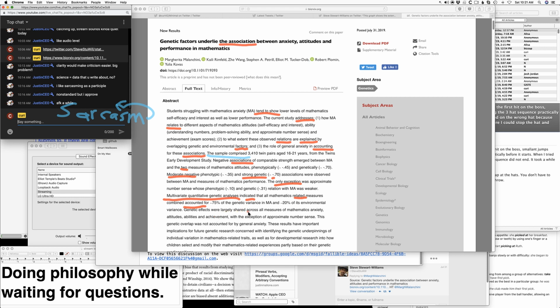Genetic effects were largely shared. When they say effects, I guess they mean correlation again. It's another weasel word. They never say correlation, they say a wide variety of other things. Largely shared across all measures, but they said 2. Earlier they said 2. But they have 1, 2, 3, 4, 5, 6 things. Why did they say 2 earlier? Where was it?